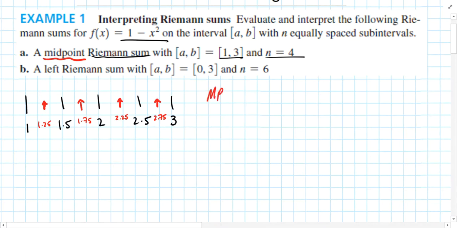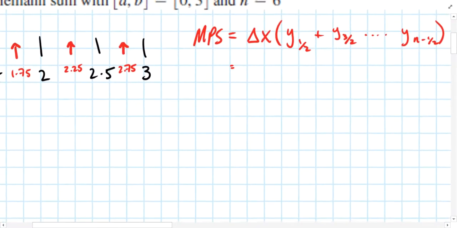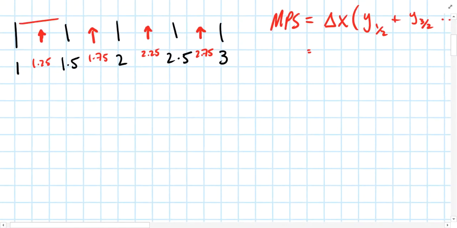So the midpoint sum would then be equal to our delta x times the y value of the 1/2 mark plus the y value of 3/2, all the way up to the last position minus 1/2. That's just a formal way to describe it. I'll leave it up to you whether you want to show this setup or not. But essentially, the width of each rectangle in these cases is half of a unit.